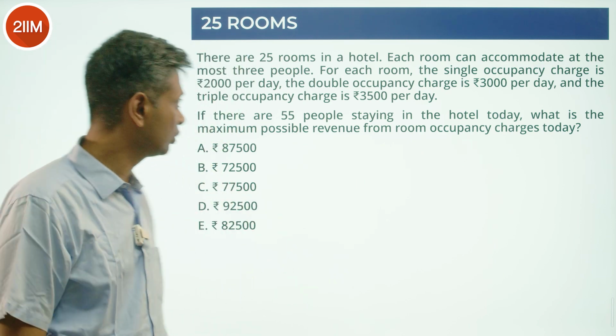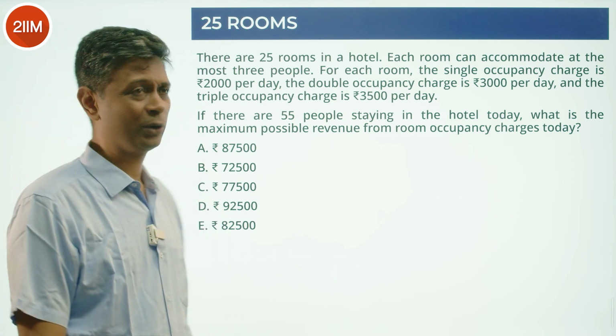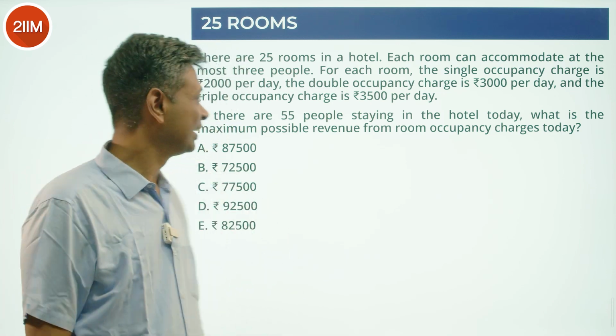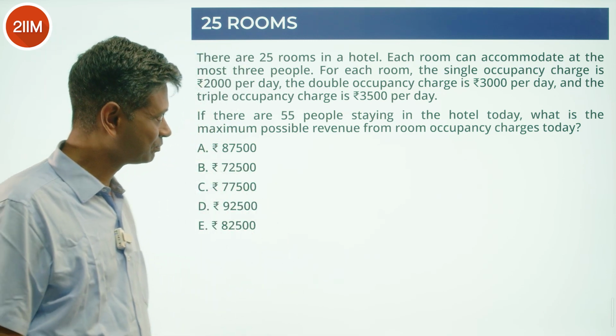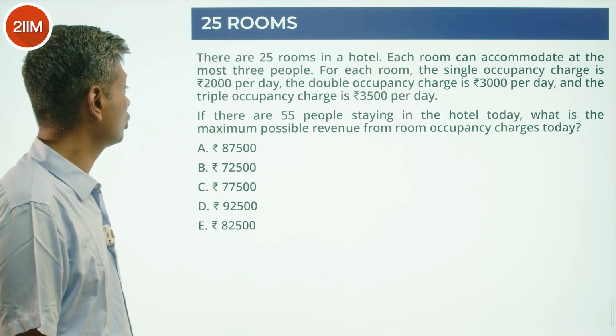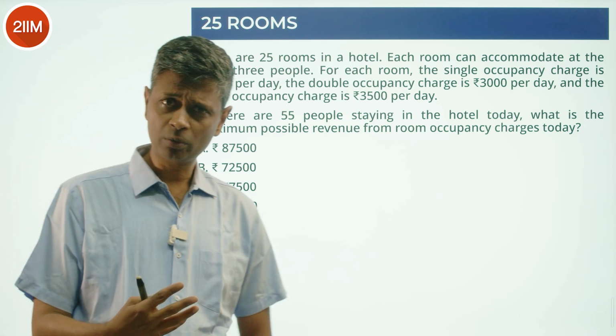So 25 rooms, 55 people. Initially I saw only 25 rooms and I said, look, 25 rooms, all triple occupancy, so 25 into 3,500, that's not the answer. And so we're not working like that. Because there are only 55 people, we'll have to have single occupancy, double occupancy, triple occupancy.